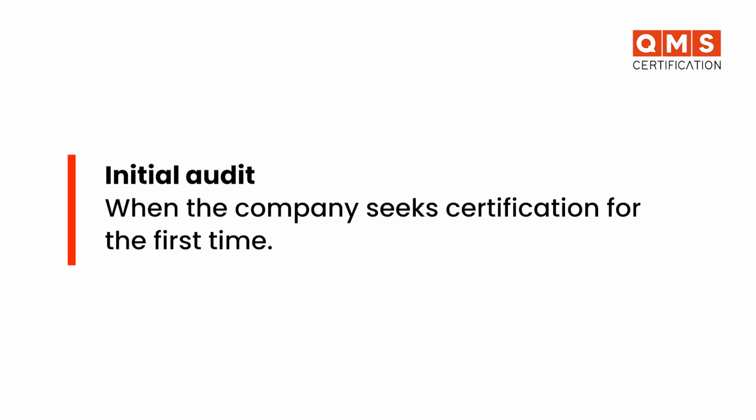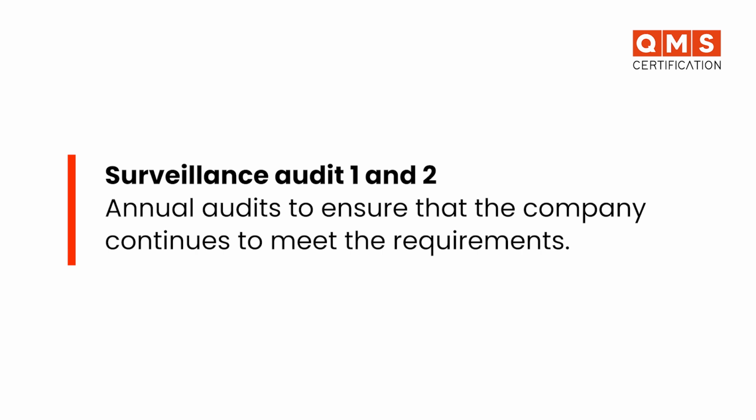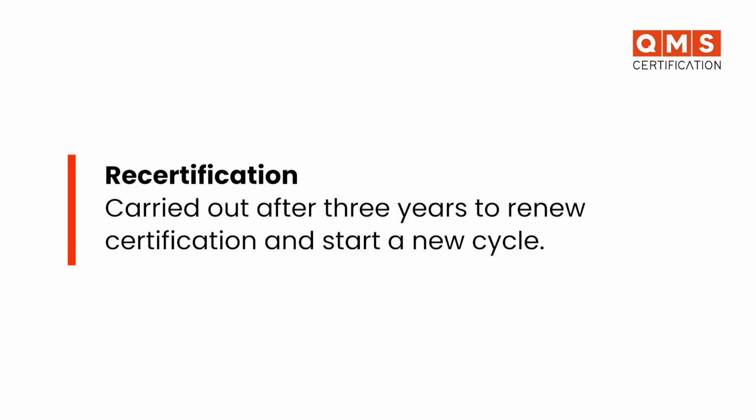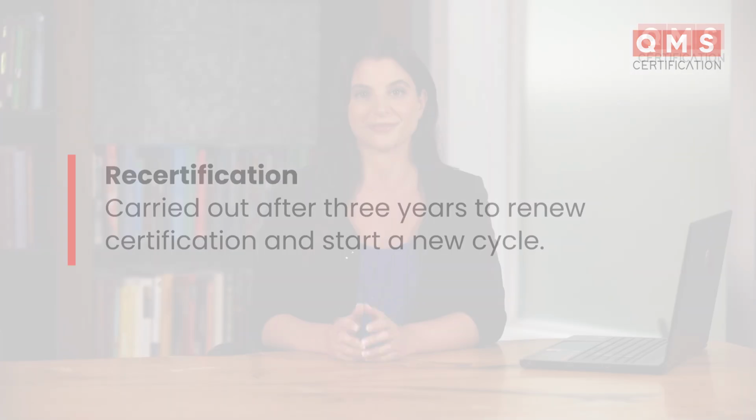It works like this: initial audit, when the company seeks certification for the first time; surveillance audit 1 and 2, annual audits to ensure that the company continues to meet the requirements; recertification, carried out after 3 years to renew certification and start a new cycle. If the auditor finds that everything is being complied with correctly, he recommends certification or its maintenance. If not, there may be notes that the company needs to correct.